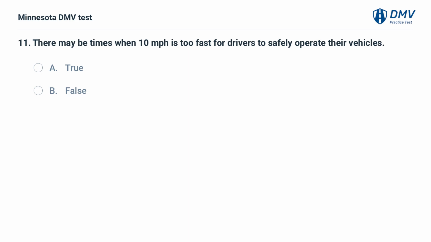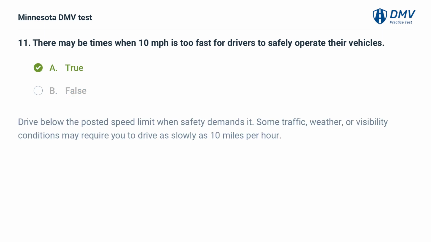There may be times when 10 miles per hour is too fast for drivers to safely operate their vehicles. A. True. B. False. A. True. Drive below the posted speed limit when safety demands it. Some traffic, weather, or visibility conditions may require you to drive as slowly as 10 miles per hour.